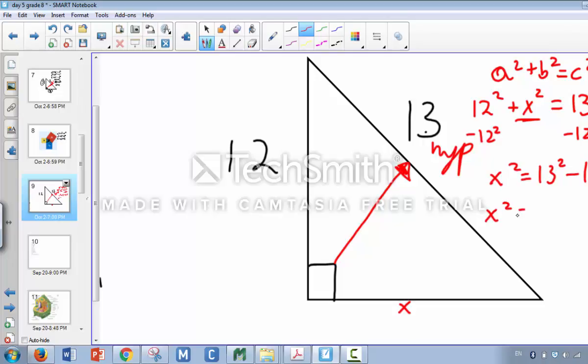And now we're going to use our order of operations and solve the exponent. 13 squared is 13 times 13, which is 169. 12 squared is 12 times 12, which is 144. We subtract them, and we get x squared is 25. Oh, same as last time. So again, we're going to take the square root of both sides, and x equals 5.